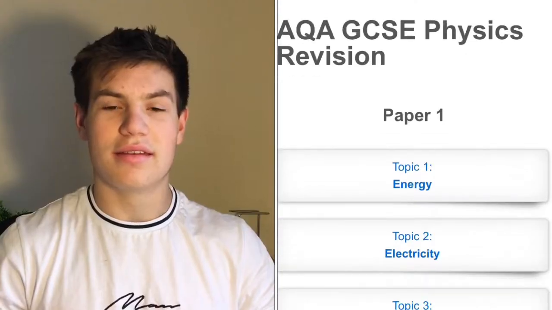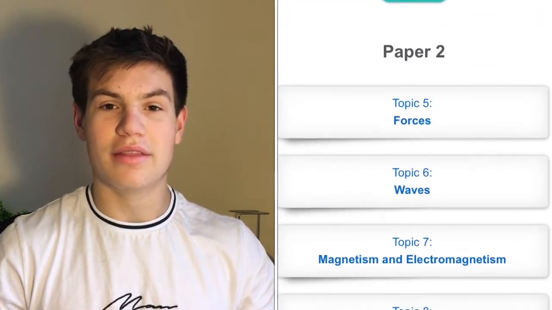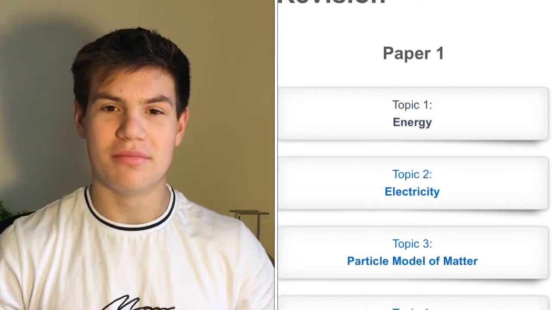And now you can see that this section splits it down into the 2 papers and the topics on these 2 papers. I'm going to keep it really simple and go to the first topic of paper 1, which is energy. A great thing about how this website is stratified, how it's split up, is that it just makes it a lot more manageable. You can see what you need to revise for each paper, for each exam, and you can see what you need to know clearly.